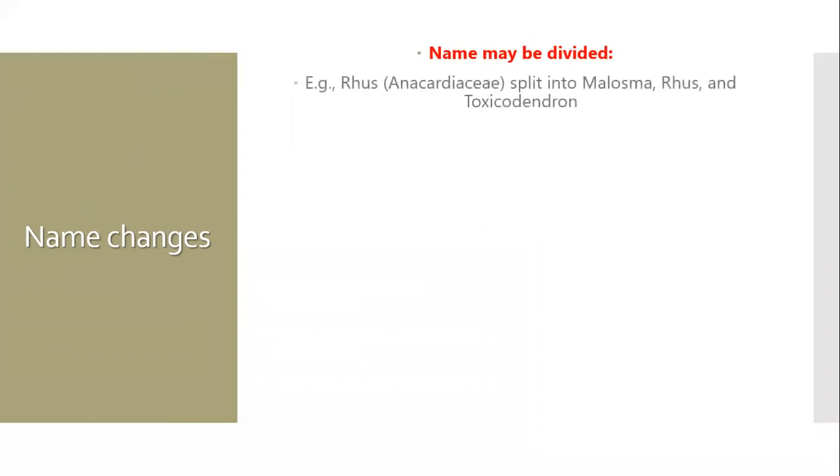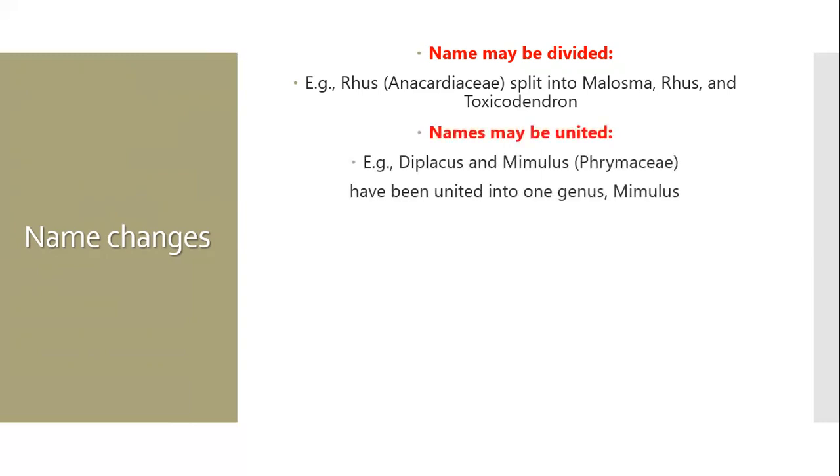Names may be divided. An example of this is Rhus split into Malosma, Rhus, and Toxicodendron. And names may be united: Diplacus and Mimulus have been united into one genus, Mimulus. One reason for uniting taxa is the recognition that features previously used to distinguish them are, upon more detailed study, unsupportive of their being different. So there's no clear character state discontinuity.